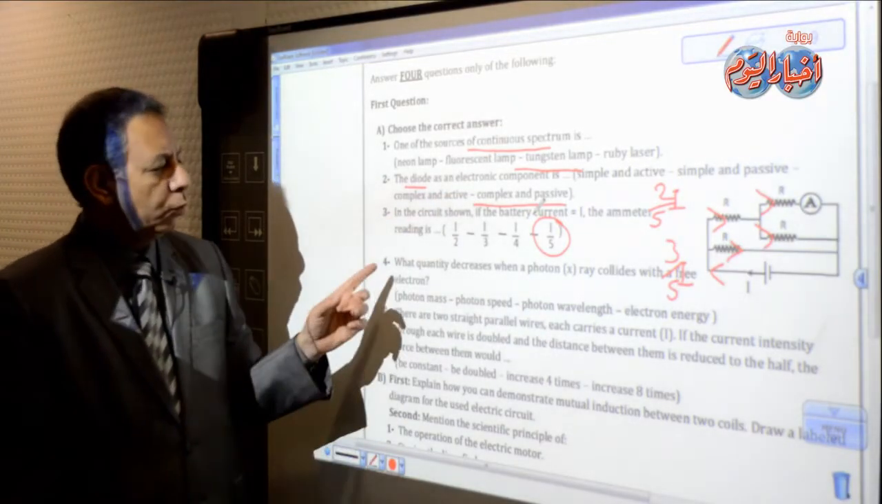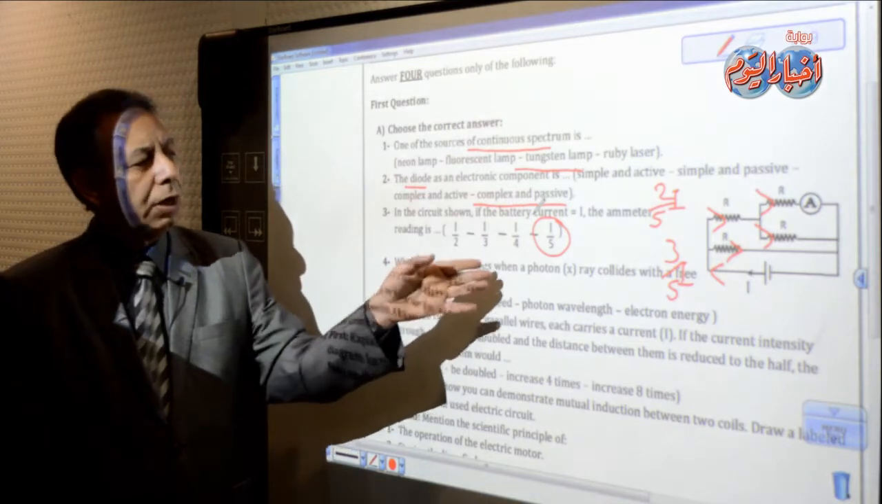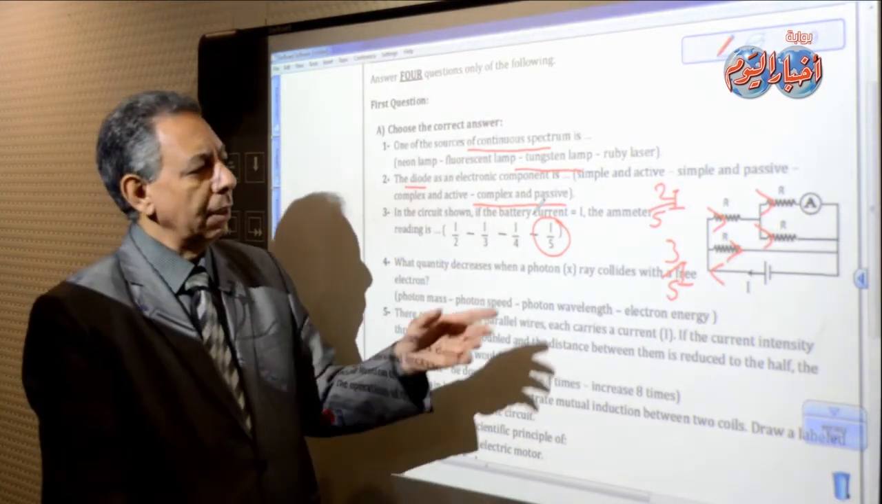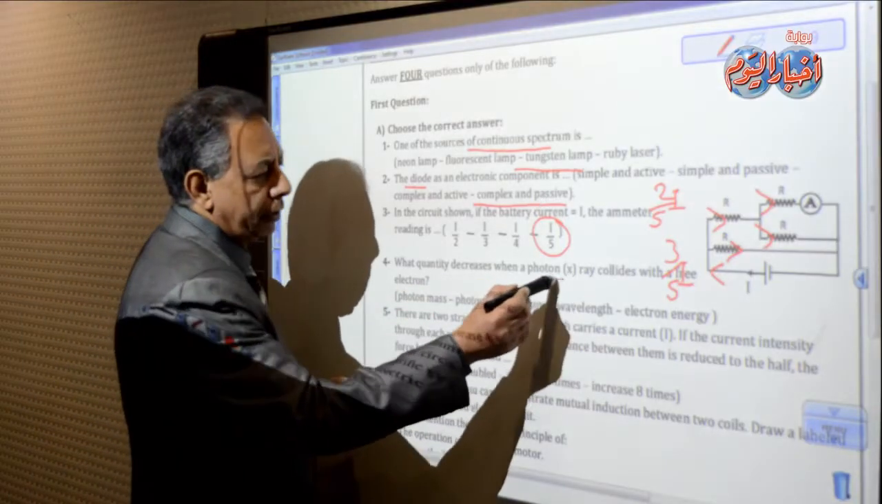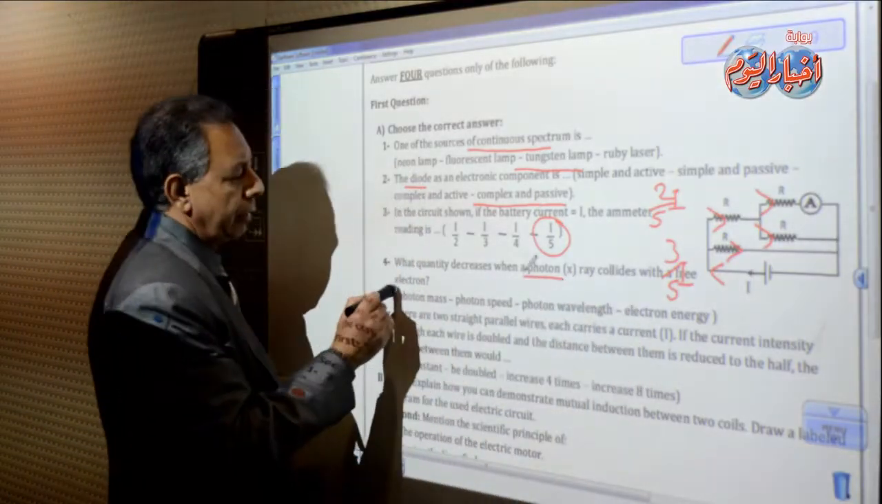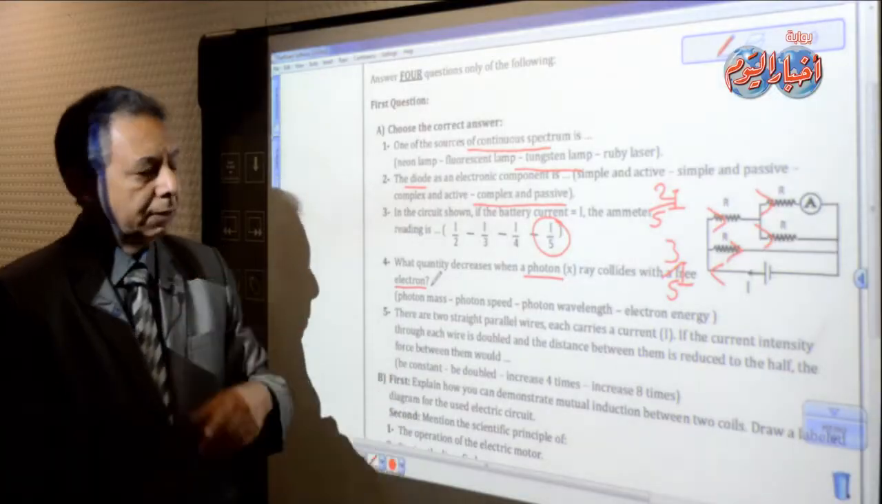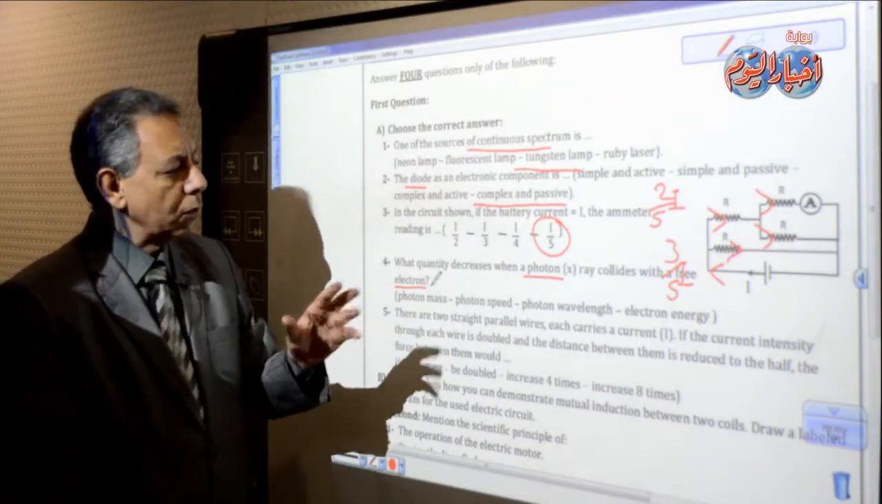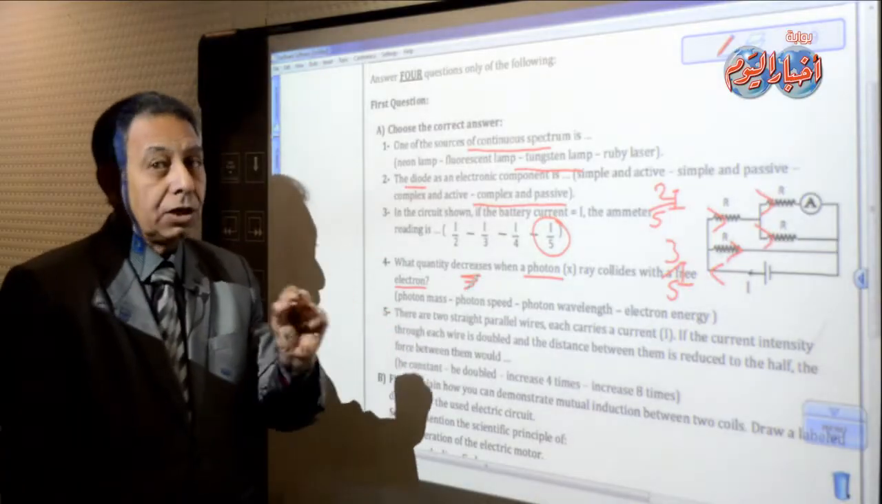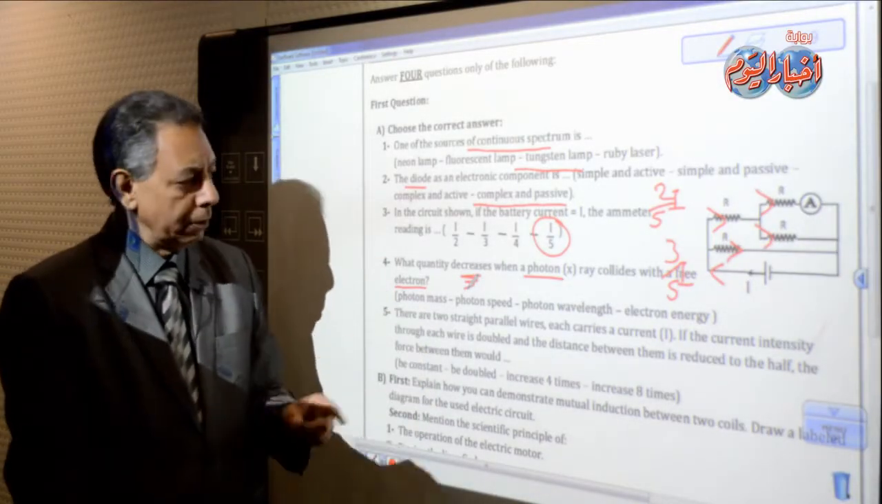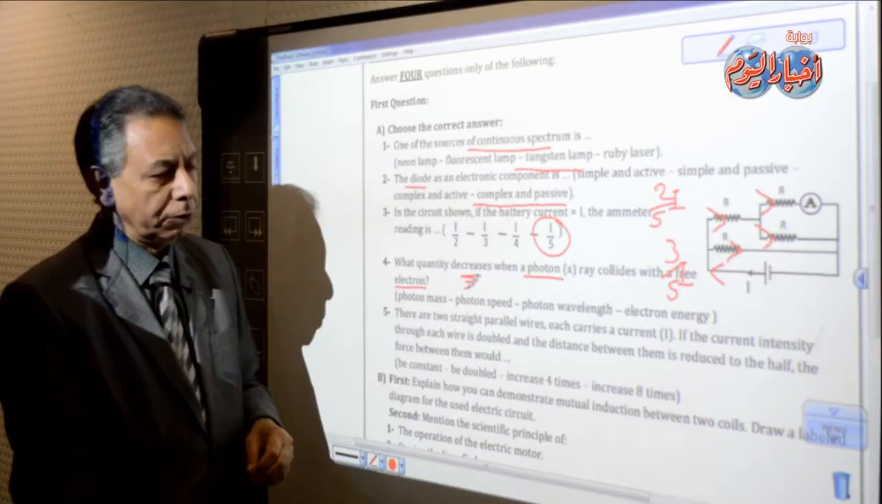The fourth point here: what quantity decreases when a photon of X-rays collides with a free electron? So, photon of X-ray, free electron, that is Compton effect. You know that, Compton effect. So what decreases? You have to underline each important word. So "decreases" is a very important word here.